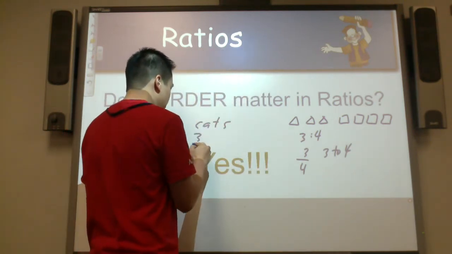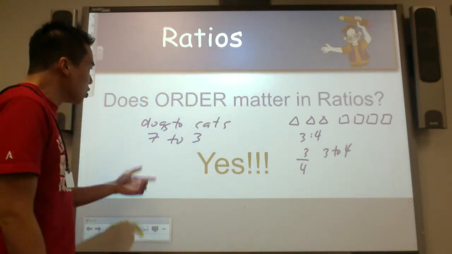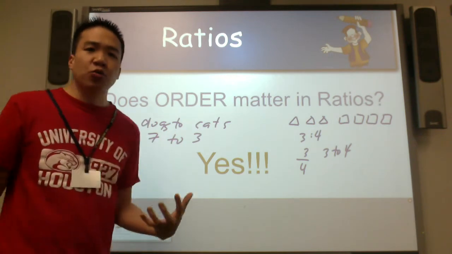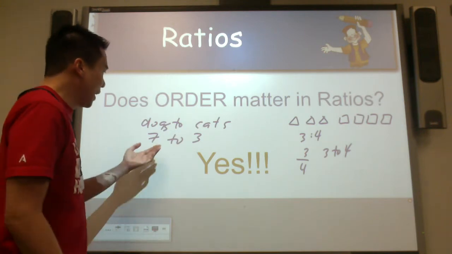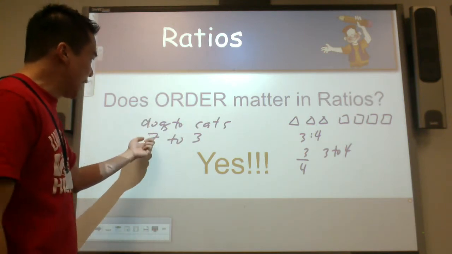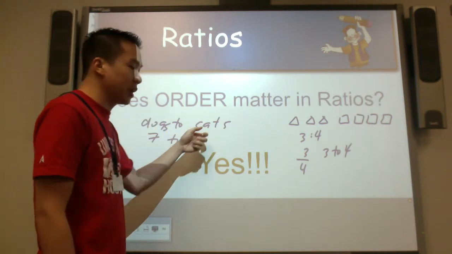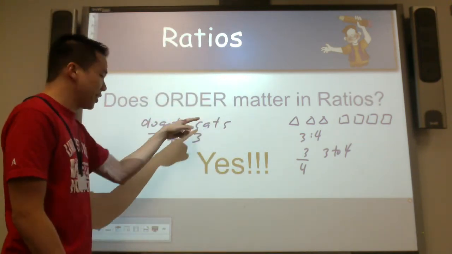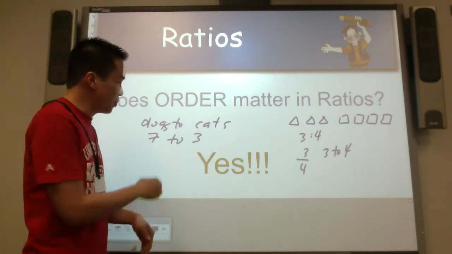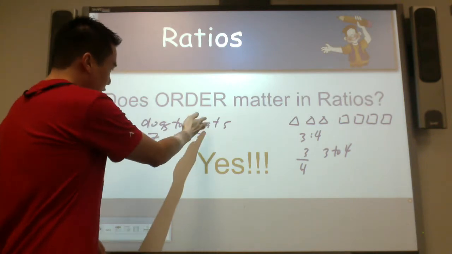7 dogs to 3 cats. So I said, let's look at this room. Let's find the ratio of dogs to cats. And I said 7 to 3. 7 corresponds to the dogs, 3 corresponds to the cats. If you said the other way, 3 dogs, 7 cats, you would have gotten it wrong. This order does matter. So you start with the first order, second order.